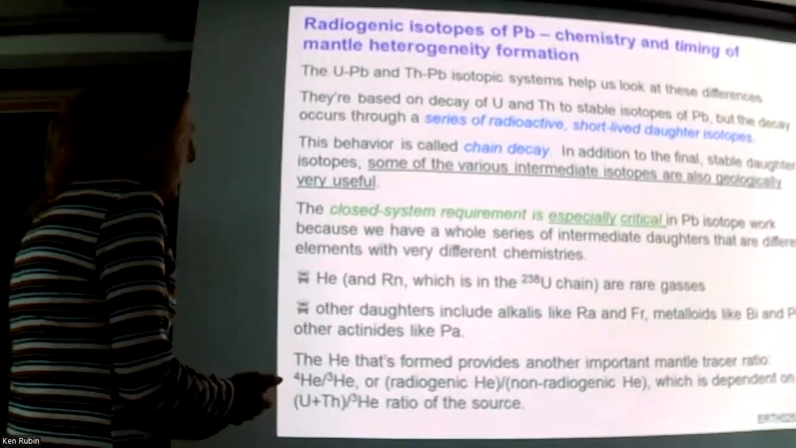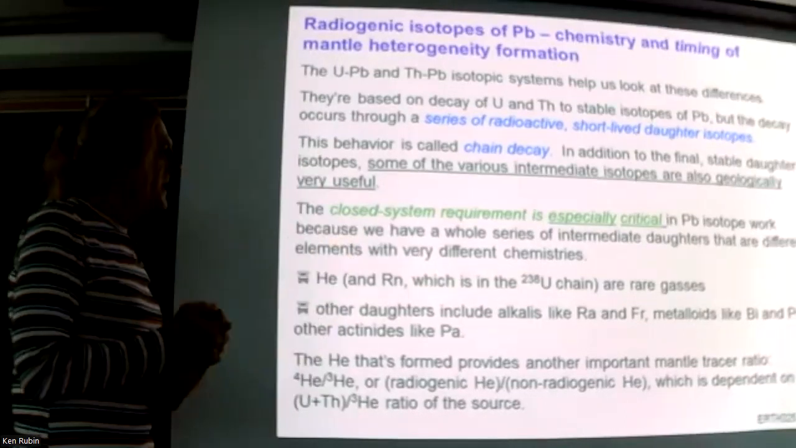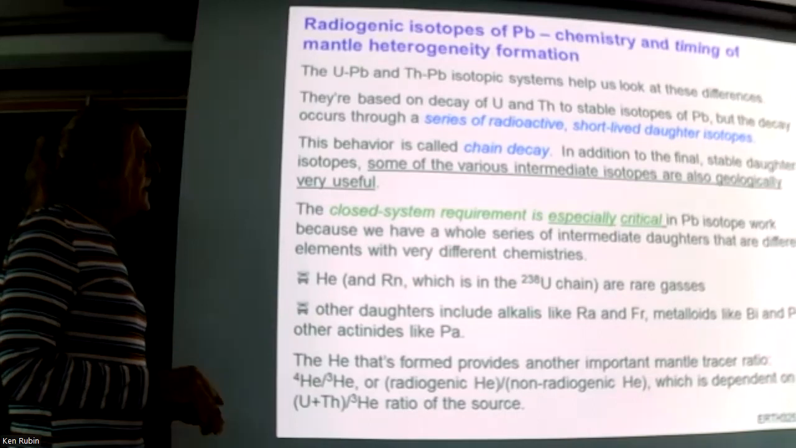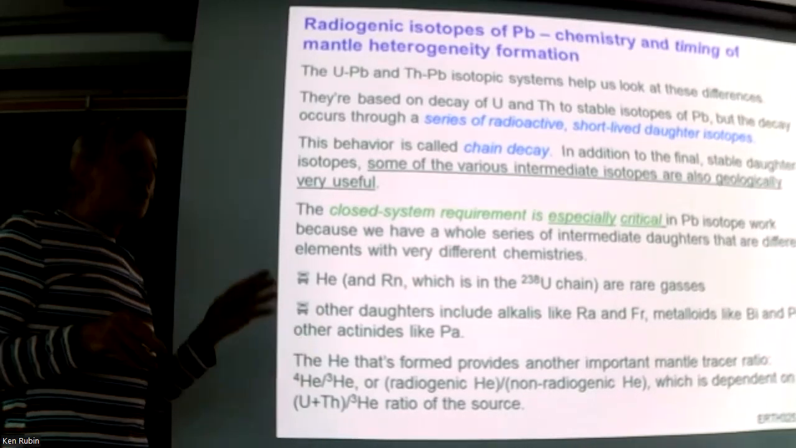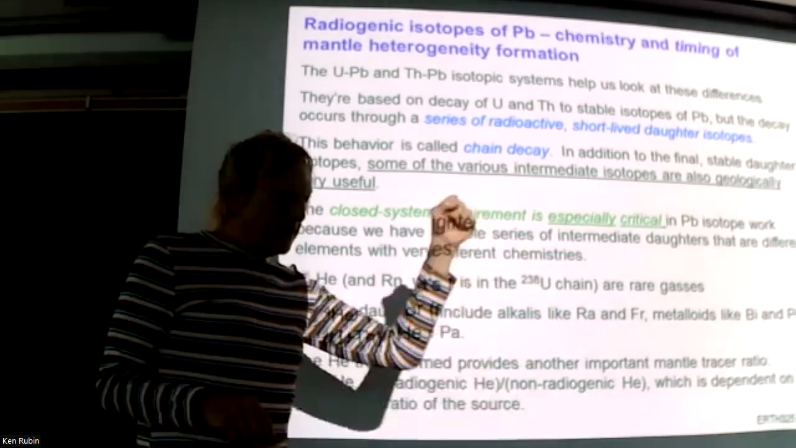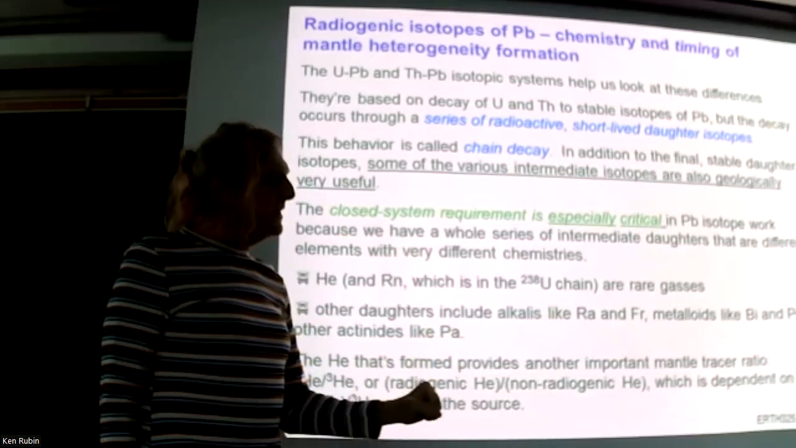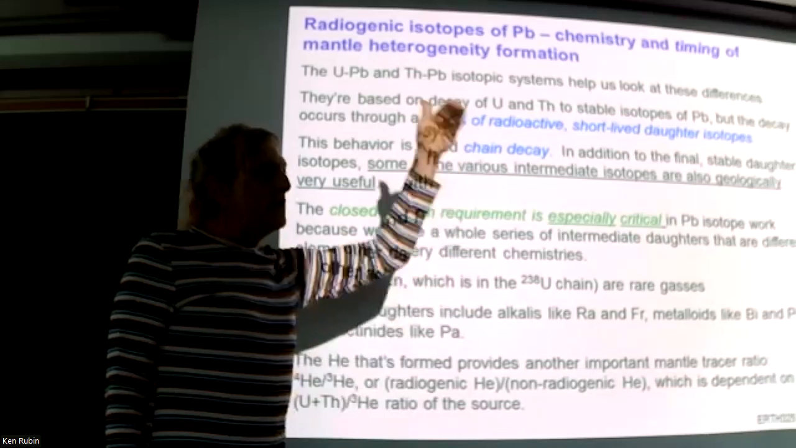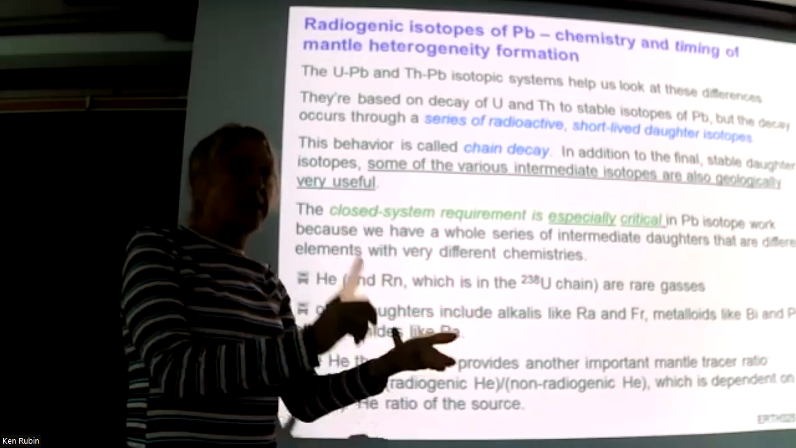Okay, so now I want to talk about the lead system. I saved lead for last. Some people say it's the best. It's definitely the most complicated. Part of what makes it complicated is the chemistry of the materials involved. Unlike rubidium, which just decays to strontium, or samarium, which just decays to neodymium, uranium doesn't just decay to lead. It decays to a whole series of daughters, with a whole bunch of different intermediate half-lives and chemistries.